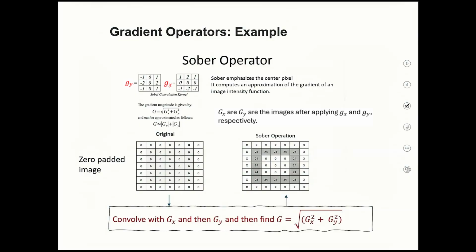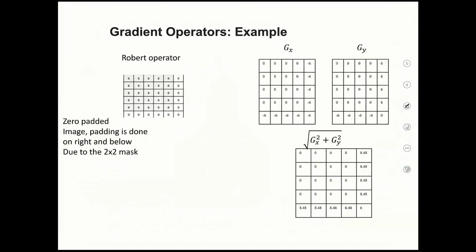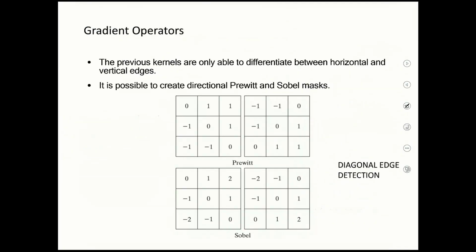You have the image, and this is gx, gy. You can convolve with first gx, then gy, and then either take the magnitude or approximate it with the absolute values and addition. And this is the Roberts operator. Again, this is the same similar example that we discussed before, but this is an image. We just did zero padding on one side because the Roberts operator is 2 by 2. Then we find gx, gy, and find the magnitude.